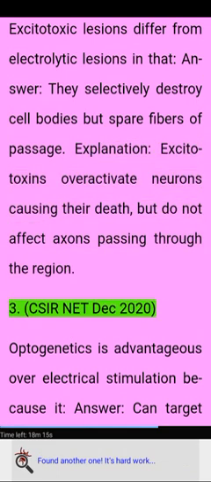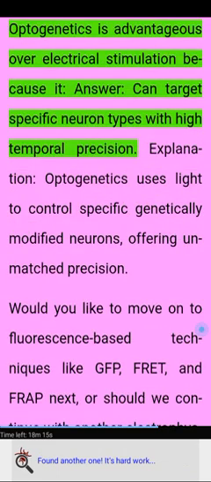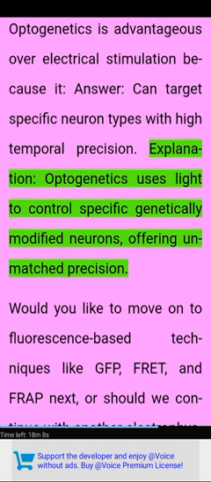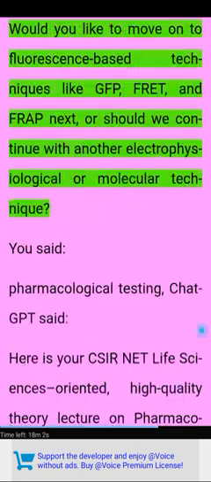3. CSIR-NET December 2020. Optogenetics is advantageous over electrical stimulation because it, answer, can target specific neuron types with high temporal precision. Explanation. Optogenetics uses light to control specific genetically modified neurons, offering unmatched precision.